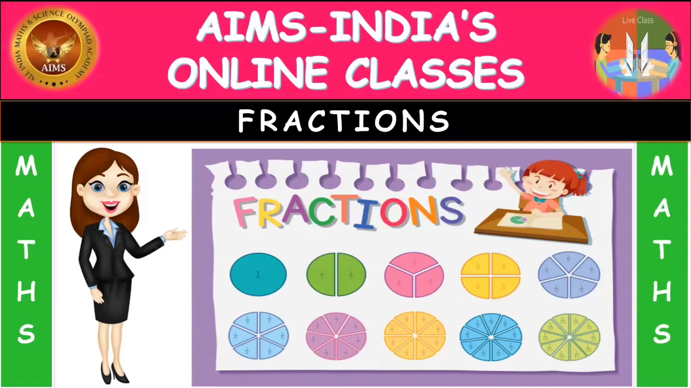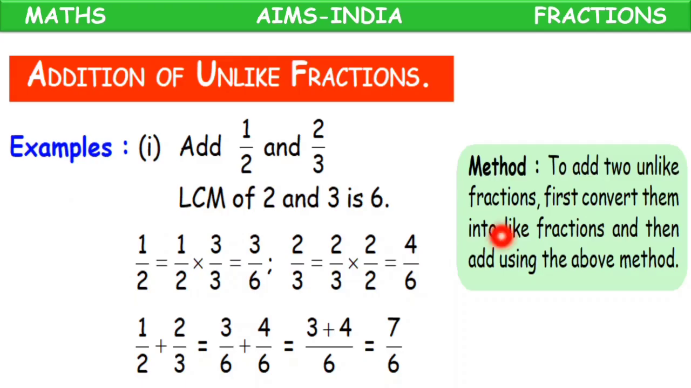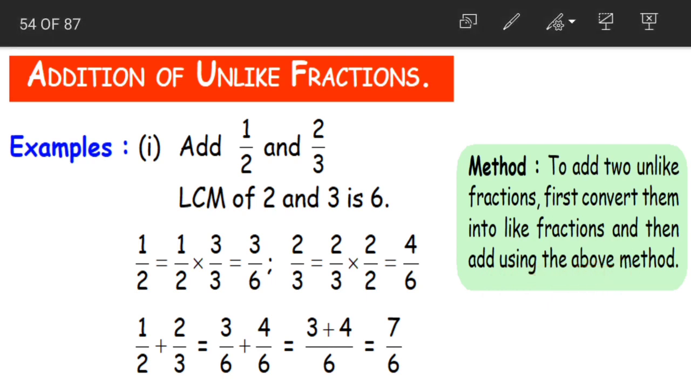In today's class we are going to learn about addition and subtraction of unlike fractions and mixed fractions. Coming to the first topic, that is addition of unlike fractions. What is the method to add two unlike fractions? If you look at here, 2 and 3 are different denominators. So to add these unlike fractions, first convert them into like fractions and then add using the above method.